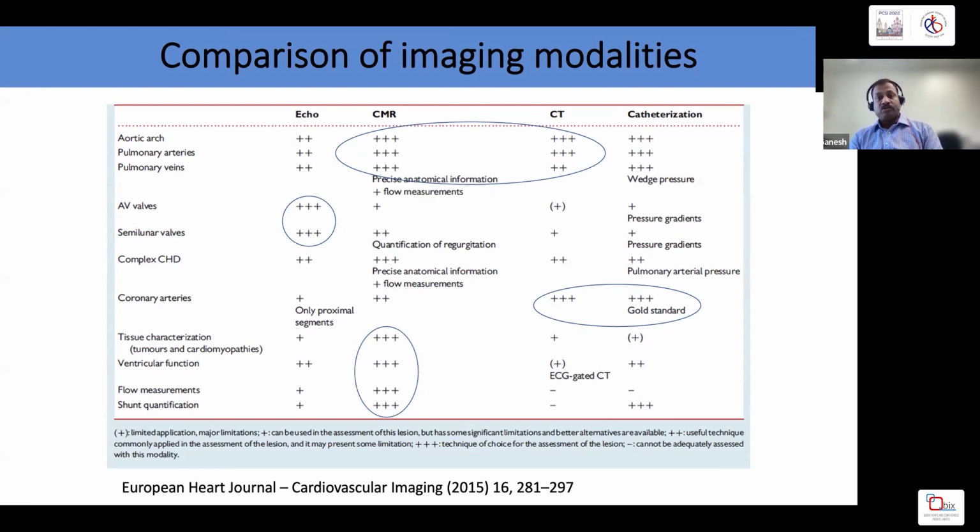As you all know, the cath can also provide hemodynamic data, and in single ventricle, we are particularly interested in mean PA pressure, transpulmonary gradient, and ventricular end diastolic volume. CT and cardiac cath are also useful for coronary artery imaging.